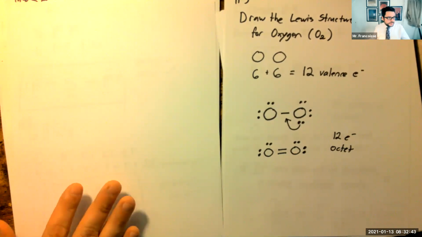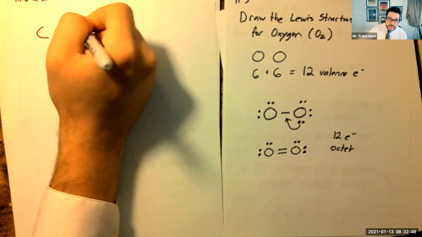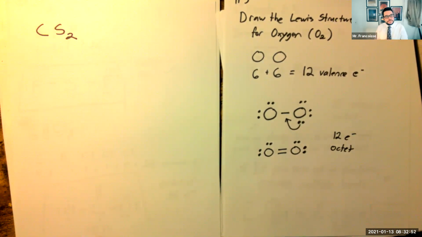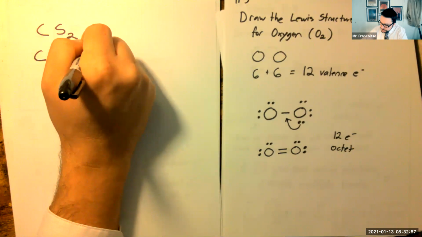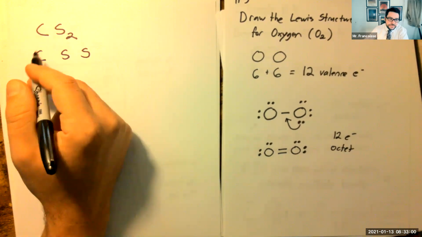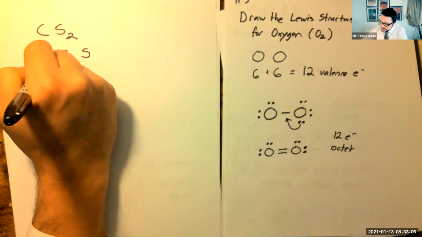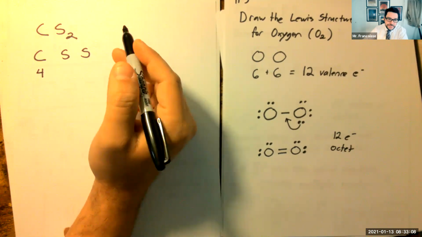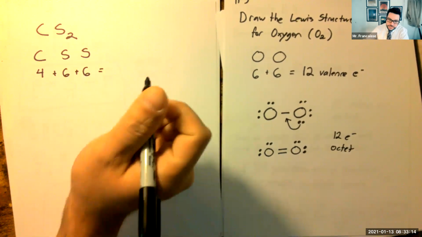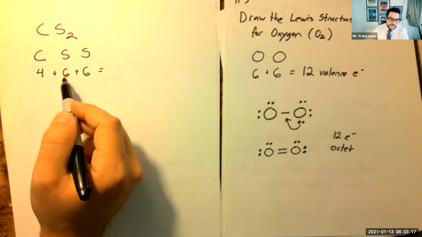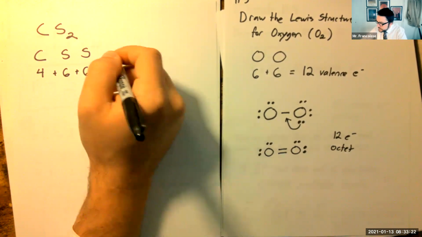Okay, so for problem number 6, we want carbon disulfide, CS2. So this would be 1 carbon and 2 sulfur. So we know off the valence electrons, carbon is in group 4, so it has 4 valence electrons. And sulfur is in group 6, so it has 6 valence electrons. So we add these two together, so we get 6 plus 6, we get 12. 12 plus 4 would give us 16.